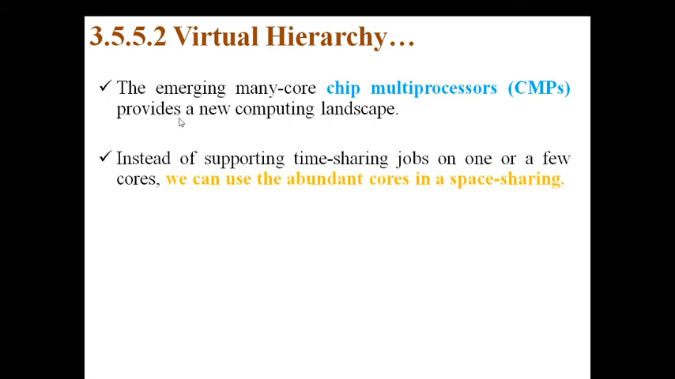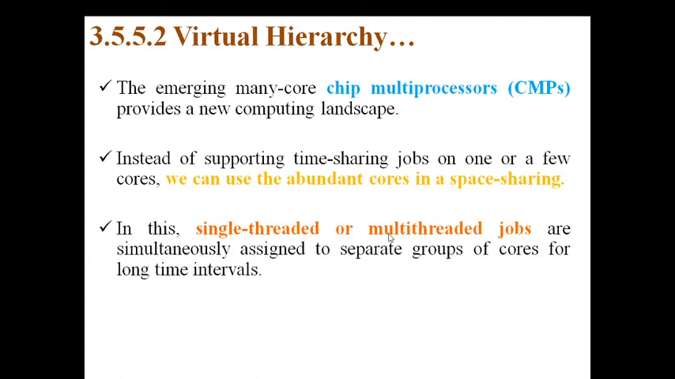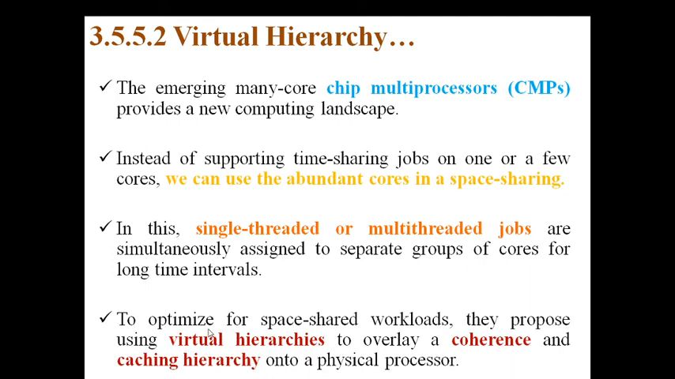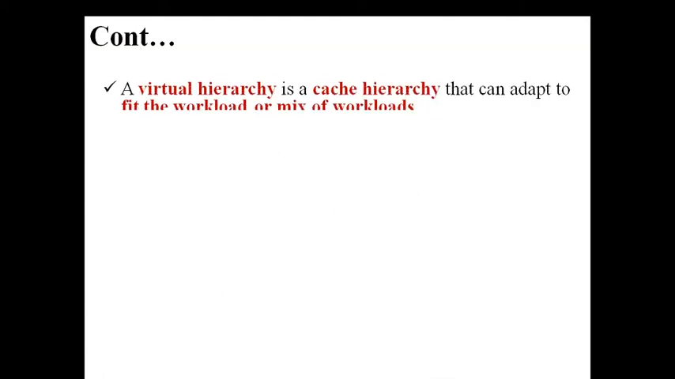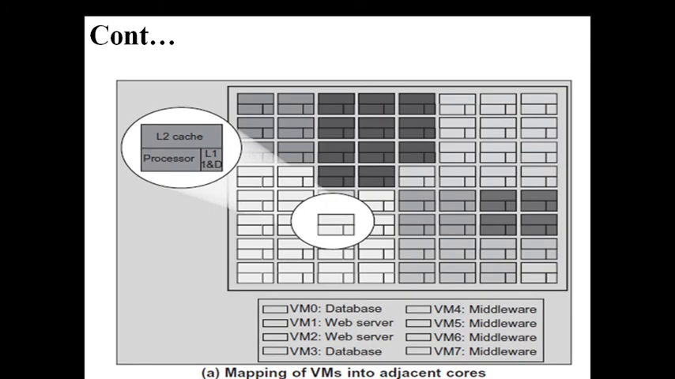We will see. Instead of supporting time sharing jobs on one or a few cores, we can use abundant cores in space sharing. In this, single-threaded or multi-threaded jobs are simultaneously assigned to separate groups of cores for long time intervals, right? So this optimizes the space shared workloads. They propose using a virtual hierarchy to overlay the coherence and caching hierarchy. See, I will first show the diagram, later we will come to this. If you see here, we have different virtual machines, right?